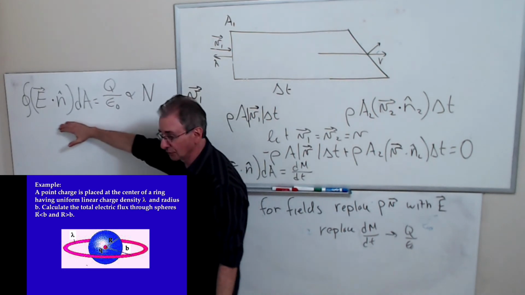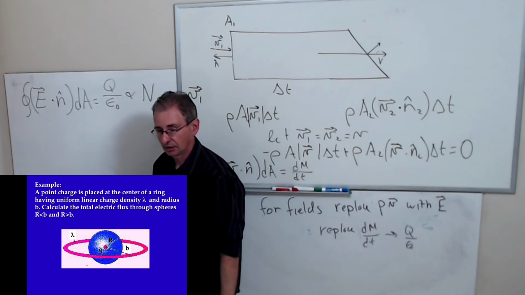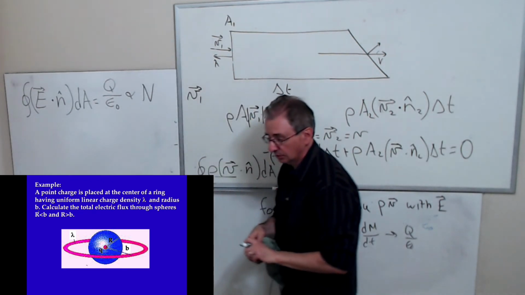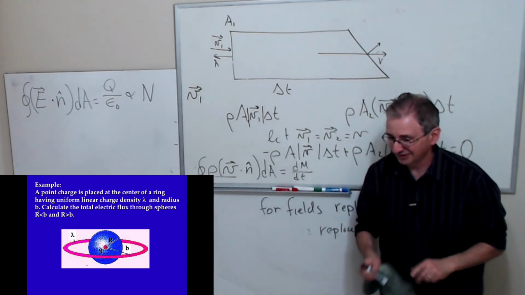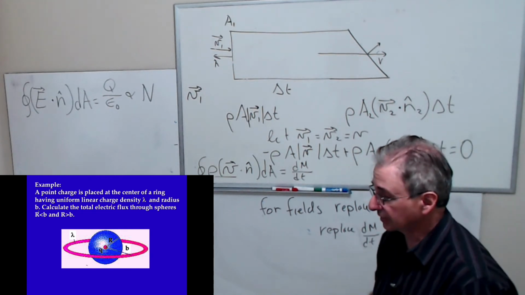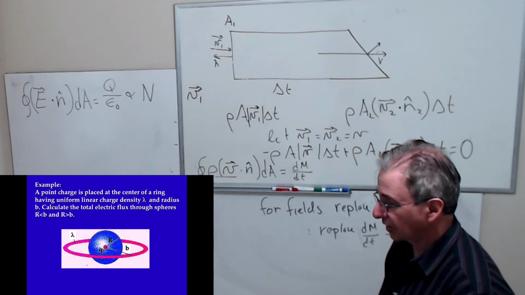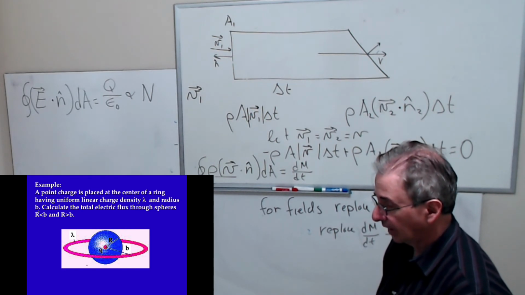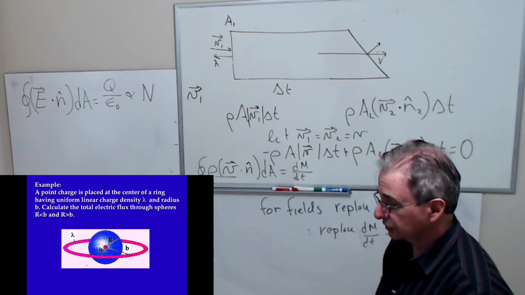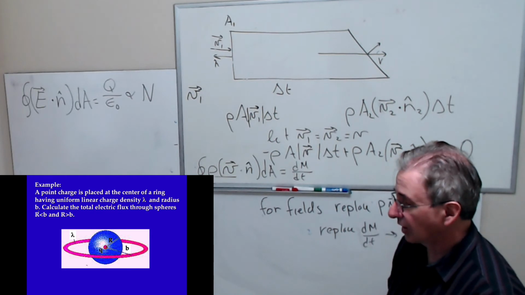I wasn't rigorous in proving this. I kind of led to that. In Calc 3, your instructor might prove this for you, but I can't do it. So let's do this example. You have a point charge placed at the center of a ring having a linear charge density lambda and radius b. I want to calculate the total electric flux through spheres of radius r less than b and spheres of radius r greater than b.